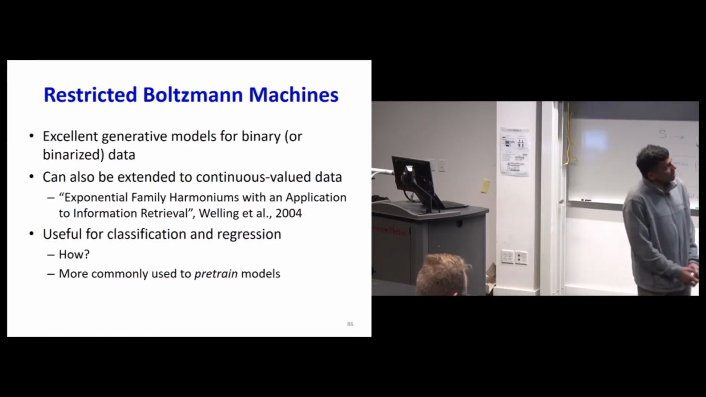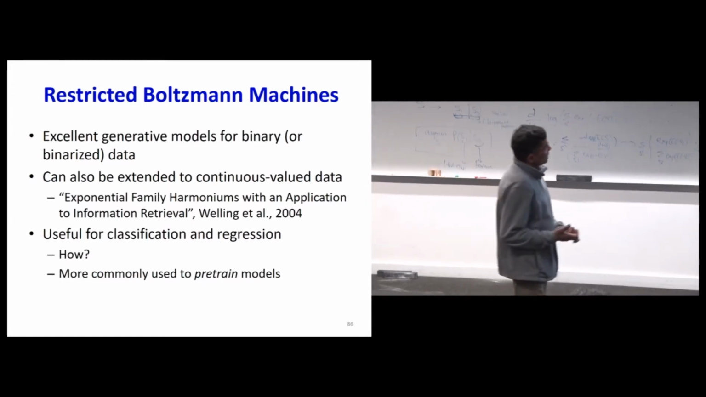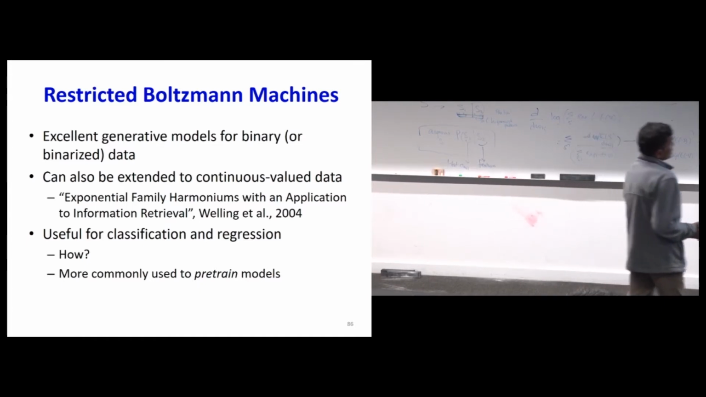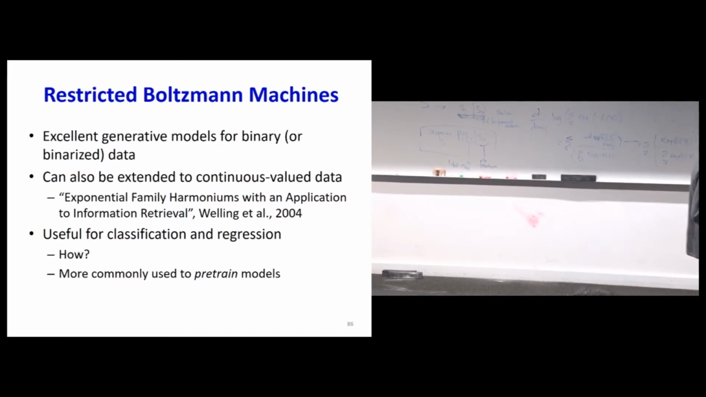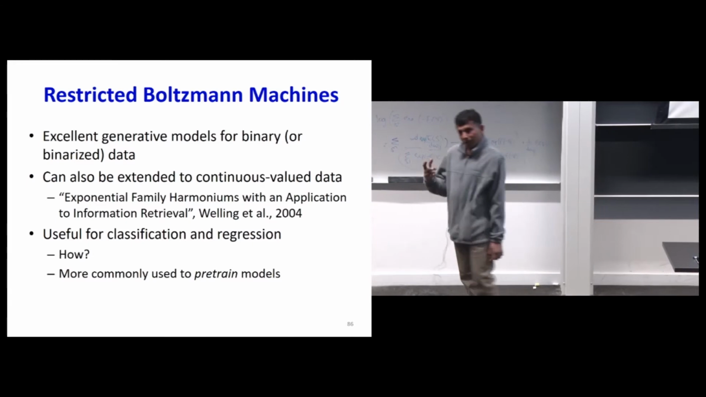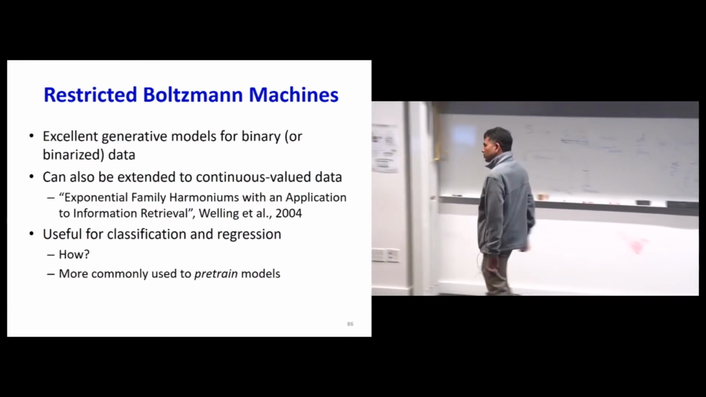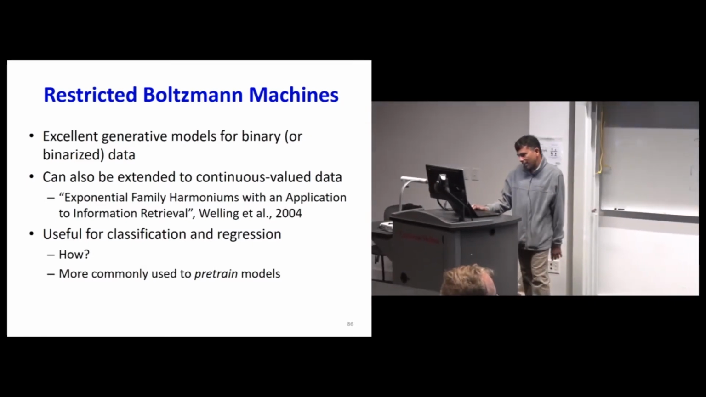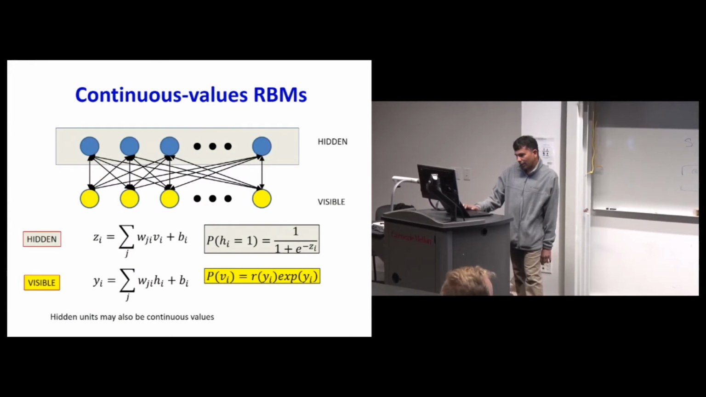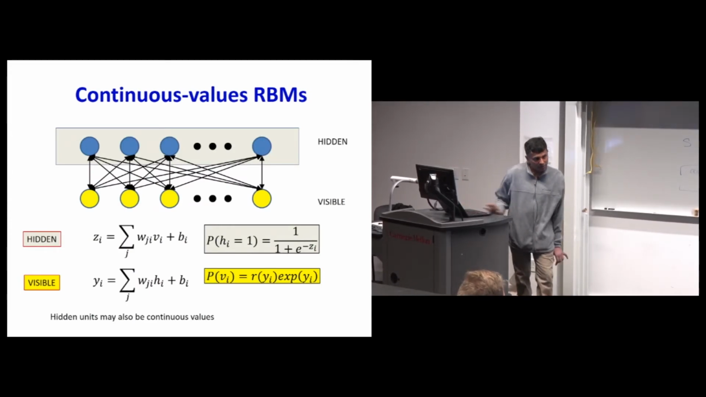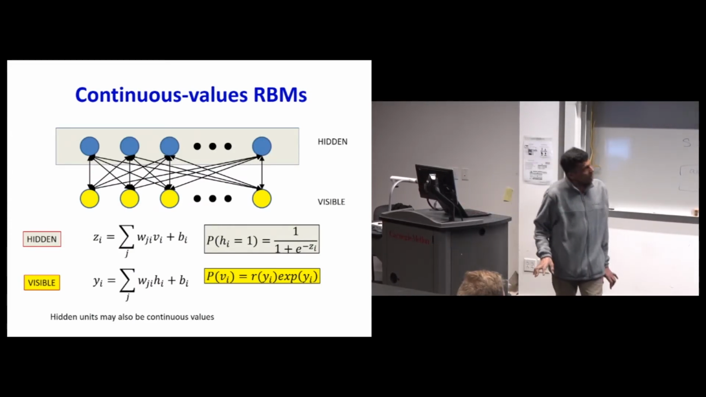So these, it turns out, are excellent models for binary or binarized data and can be extended to continuous valued data. And they're useful for classification and regression. The most common use is for pre-training models. So since we're running out of time, I'll quickly give you a glimpse of how these things work.